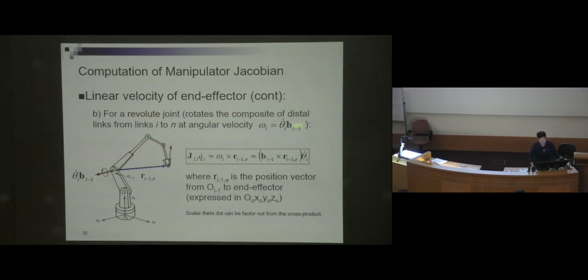This is what we have taught earlier. This is your r i minus 1,e, basically the line from the joint to the end effector, from the frame O i minus 1 to the end effector. If you do the cross multiplication, you have your omega i, which is theta i dot b i minus 1, cross r i minus 1,e. So you end up with b i minus 1 cross r i minus 1,e times theta i dot.